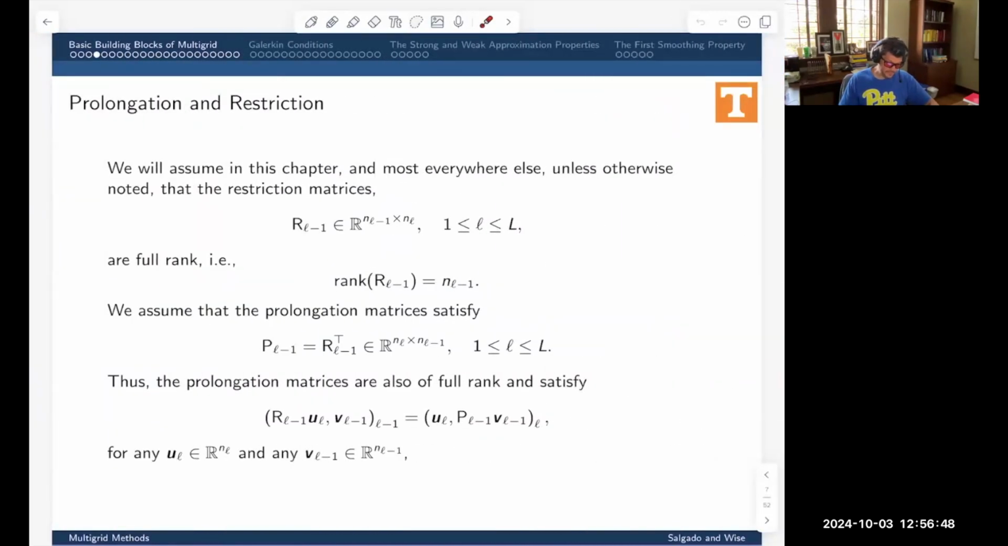Again, I'm going to refer to things as grids, meshes, but there really aren't any grids right now or meshes because we're at a fairly abstract level. We introduced the restriction operator and the prolongation operator, these matrices, and we argued that they satisfy a sort of ratcheting property, because the prolongation is defined as the transpose of the restriction operator.